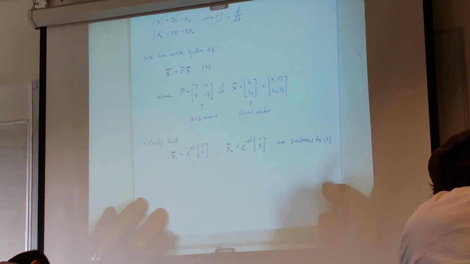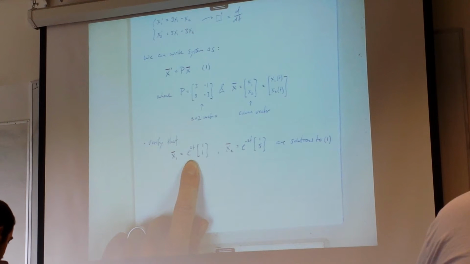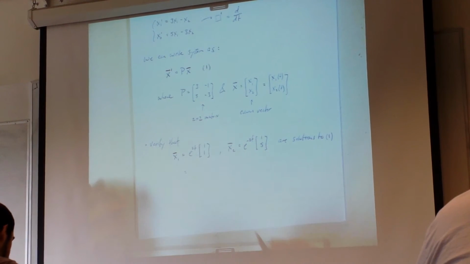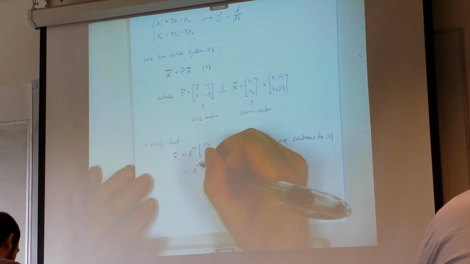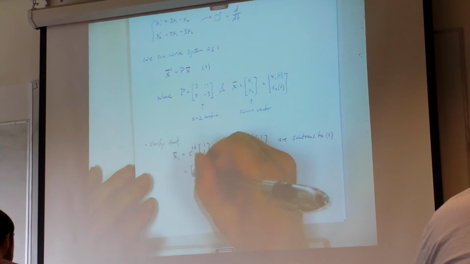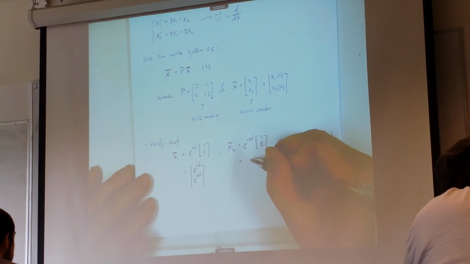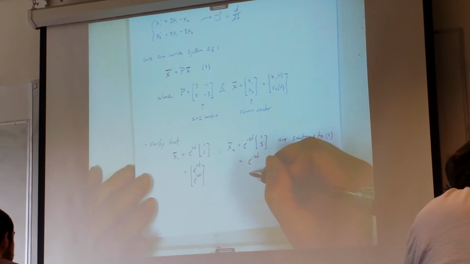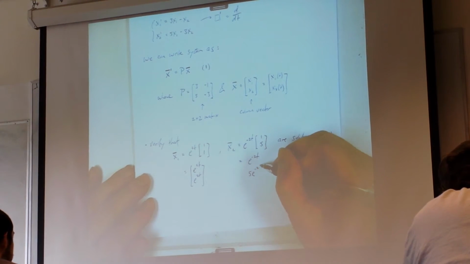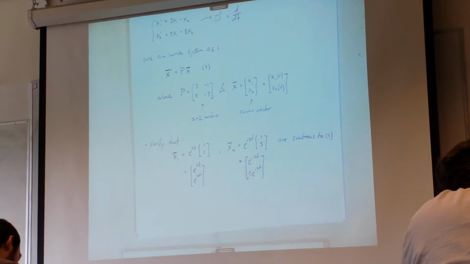to equation 1. Now, one other way we can write this: e to the 2t, for any value of t, is a scalar quantity. So you can write this as e to the 2t multiplying (1, 1), which gives (e to the 2t, e to the 2t). And the other one could be written as e to the negative 2t times (1, 5), giving (e to the negative 2t, 5 e to the negative 2t). Okay, so we want to verify that those are both solutions to equation 1.